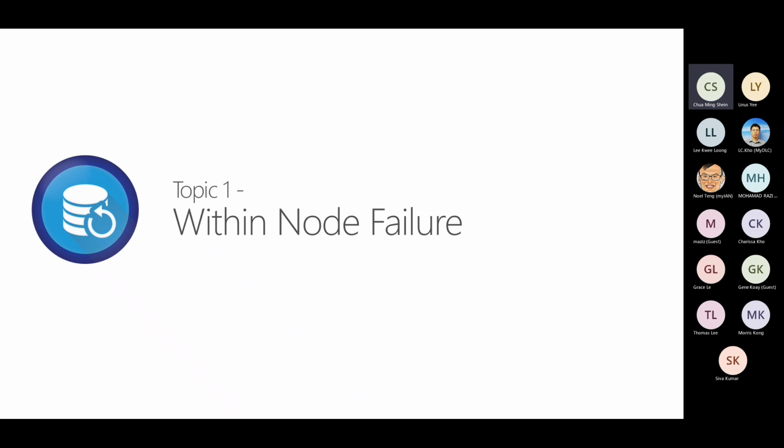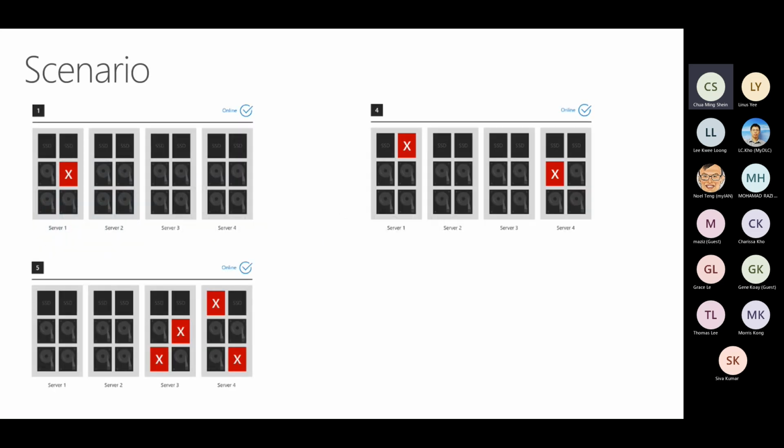Let's look at more details into the first scenario, within the node failure. We categorize this as topic 1. Maybe you are quite familiar with this picture. In our TTT before that, I actually showed this. This is about the resiliency of Azure Stack HCI, but we can take this as an example for this node failure.